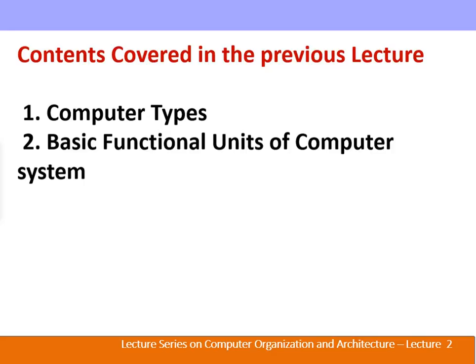Contents covered in the previous lectures were computer types and basic functional units of a computer system. We have discussed what a computer is, what the different types of computers are, as well as various functional units of a computer system. Namely, we have discussed input units, output units, memory, arithmetic and logic unit, as well as control units. So these concepts were discussed in the previous lecture.